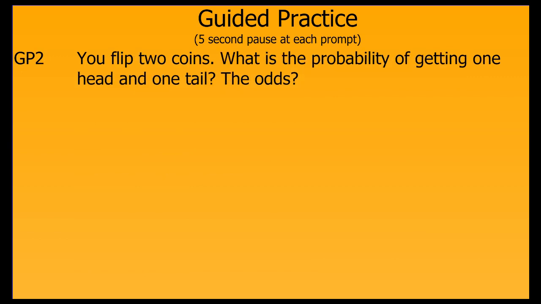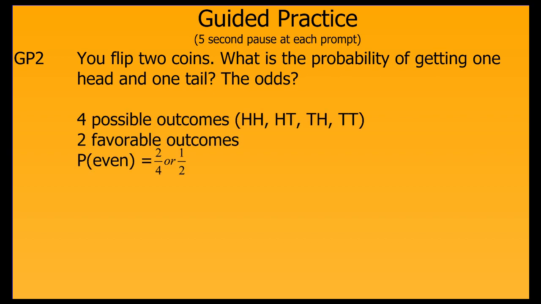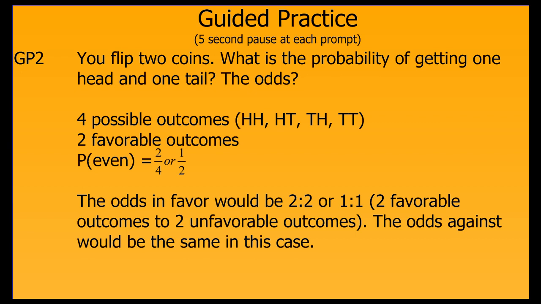Let's try another one. What do we do first? First, we need to determine our sample space. We have 4 possible outcomes and 2 favorable ones. Therefore, our probability is 2/4 or 1/2. What's next? Next, we calculate our odds in favor, which would be 2 to 2 or 1 to 1, reduced down. The odds against would be the same in this case.